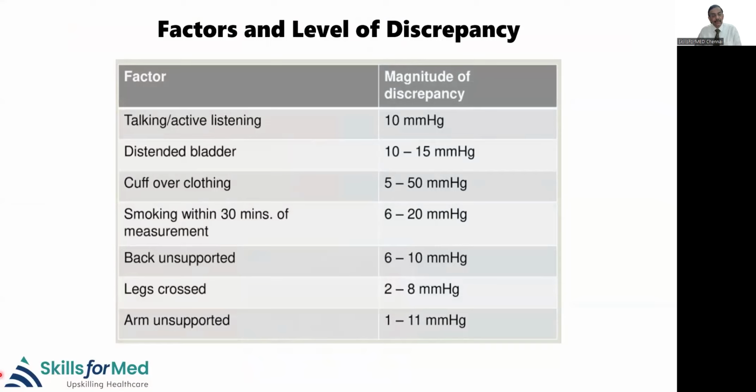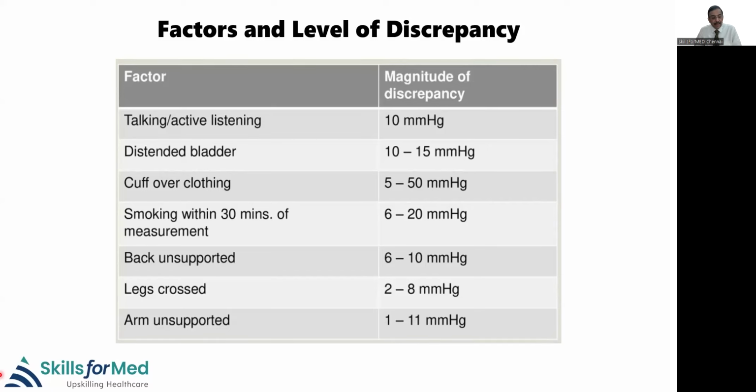But I wanted to point out there are several other things which affect the blood pressure measurement, like talking and active listening. Not only talking, but if you talk to the patient about an important problem and they're actively listening, then also the blood pressure variation can happen up to 10 mm of mercury. Distended bladder, 10 to 15. Cuff over clothing. Sometimes I've seen instructions being given that if it's a long sleeve, just put the cuff over the clothing, but that can have a variation of between 5 to 50 mm of mercury. So better to put the cuff on a bare arm.